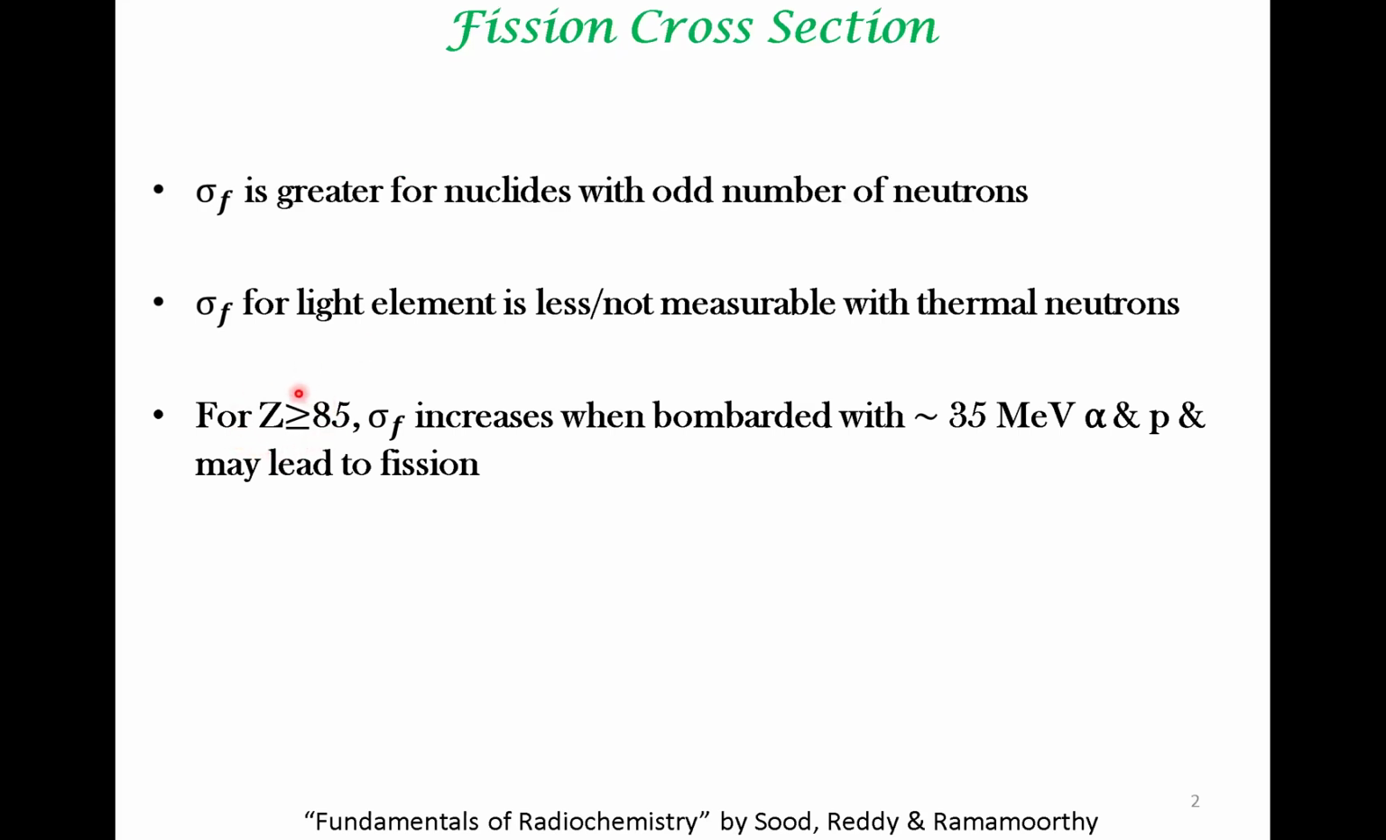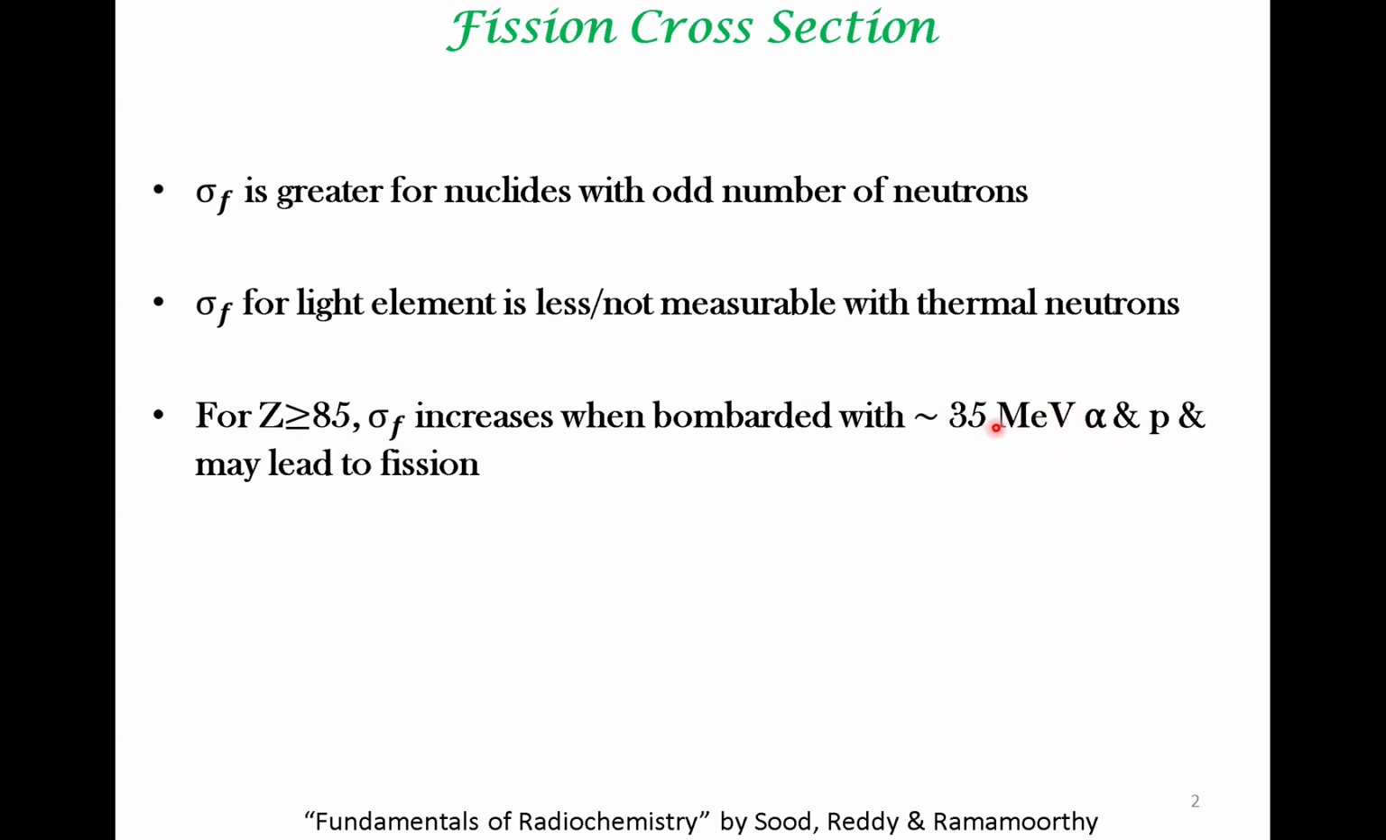For elements that have atomic number greater than 85, the fission cross-section is also possible. It's measurable when they are bombarded with rather high energy alpha particles or protons.